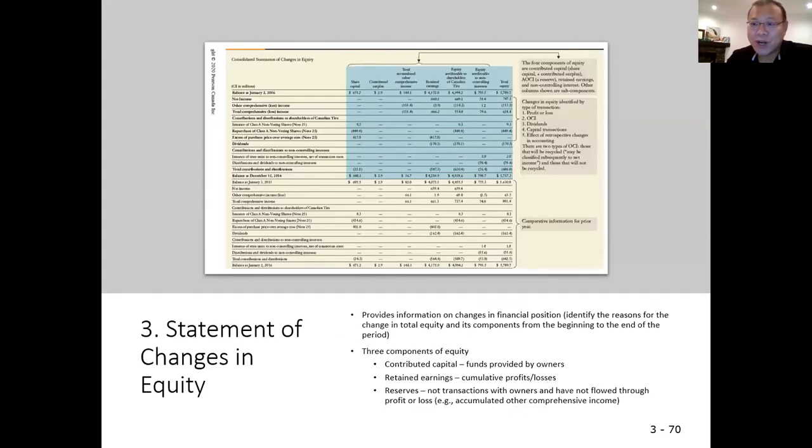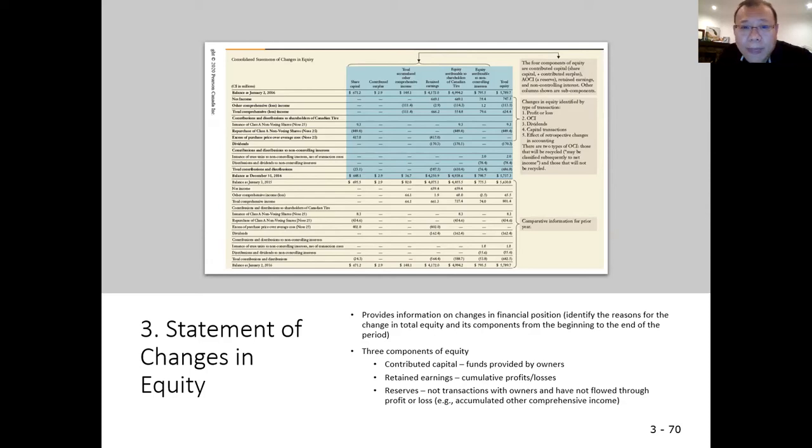So let's move on to the next statement of changes in equity. Okay. Statement of changes in equity. So as you can see that the four component I was talking about, four component of the equity.